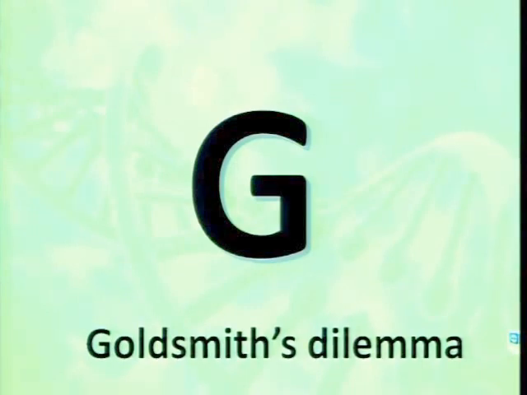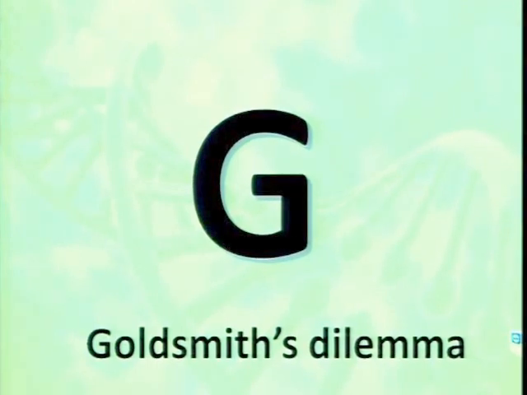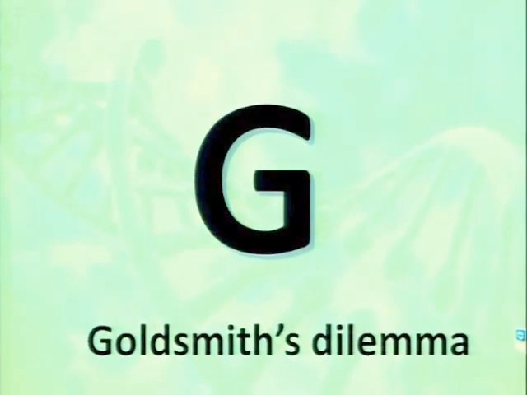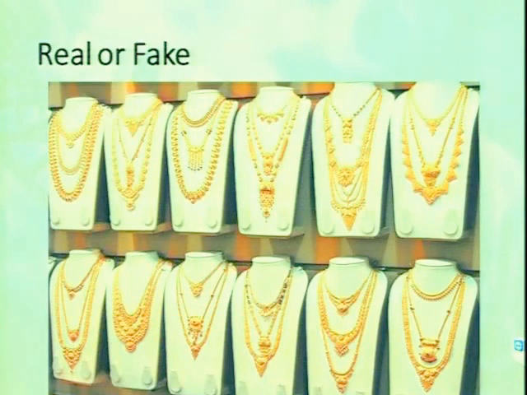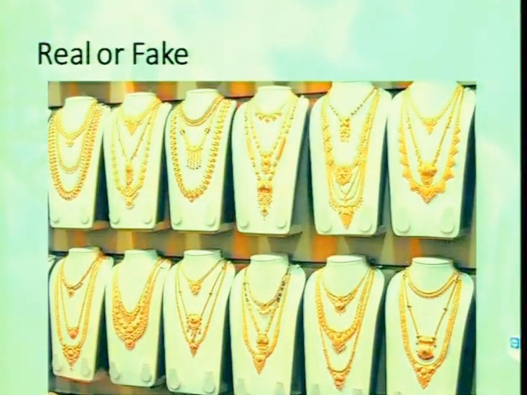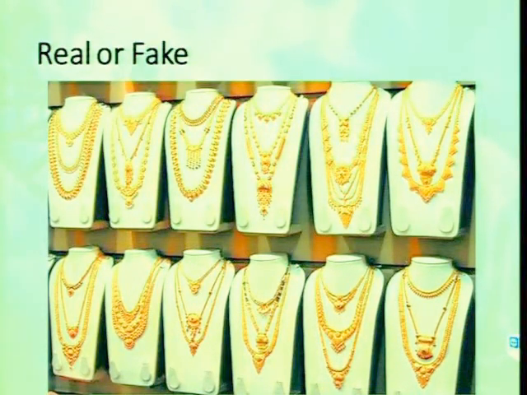So finding a variant doesn't mean anything. You have to prove that that variant is the real variant. And that is what I want to tell you in the form of a Goldsmith's dilemma. So if you go to a shop and you see all these ornaments, can you tell which is real or how much gold it has? So for a goldsmith it is very important.